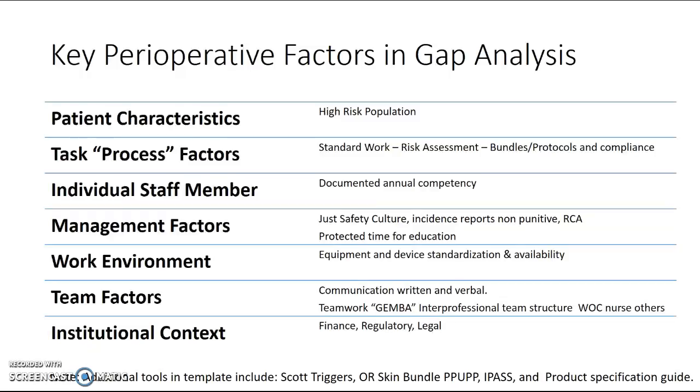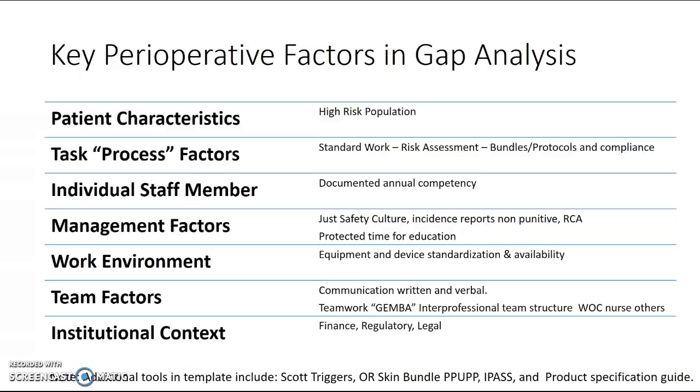Do you conduct a full-body skin assessment pre-op on all surgical patients? Do you have a nursing care plan and a checklist for specific protocols in place for high-risk individuals? Is it current, evidence-based, and is the practice consistent among all staff? Or do you have workarounds? Next, you want to look at your individual staff members, their skill and expertise. And do they have documented annual competencies for pressure injury prevention and positioning?